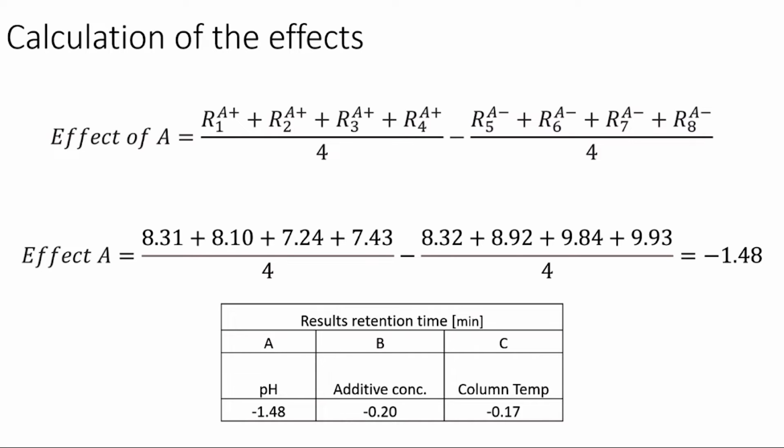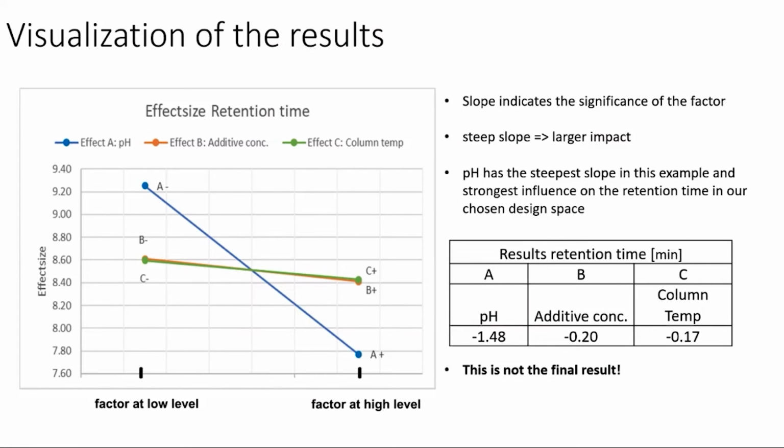The same rule applies also for calculating the effect B of additive concentration and C, the column temperature. To maybe make this easier to understand, we can also visualize this in the following plot, where we plot the factors at low level against the factors at high level against the actual effect size.